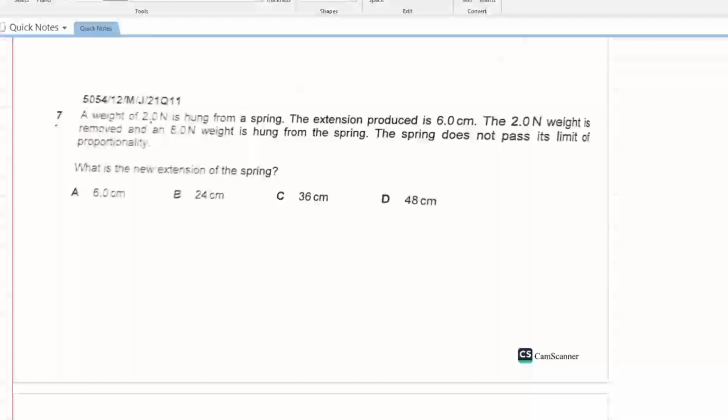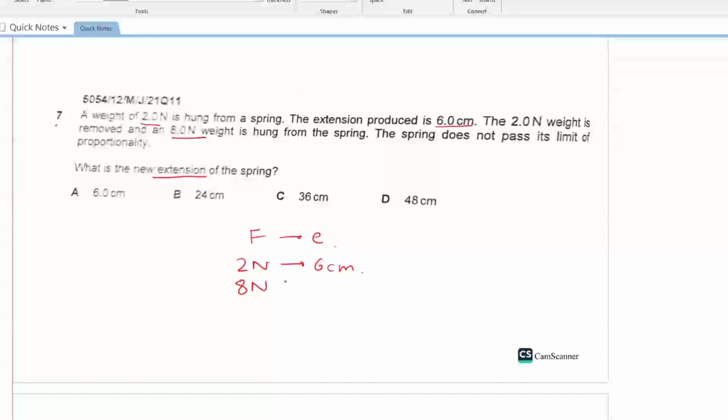Let's see this. This is slightly blurry, sorry for that. A weight of 2 Newton is hung from a spring. The extension produced is 6 centimeters. So a force of 2 Newton causes an extension of 6 centimeters. The 2 Newton weight is removed and an 8 Newton weight is hung from the spring.